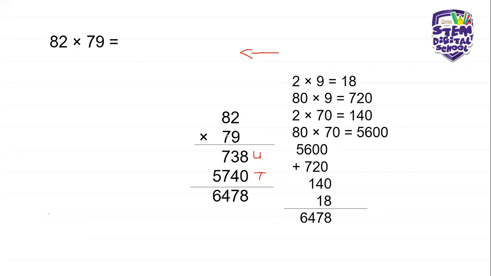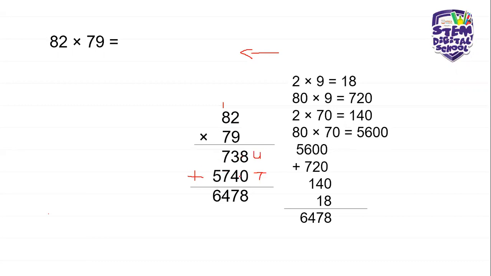Then I can just multiply using the digit. 7 times 2 is what? It's 14. So I put the 4, I carry 1. Then I say 7 times 8 is what? 56. Plus 1, 57. So I put the 57. Then I add everything together.